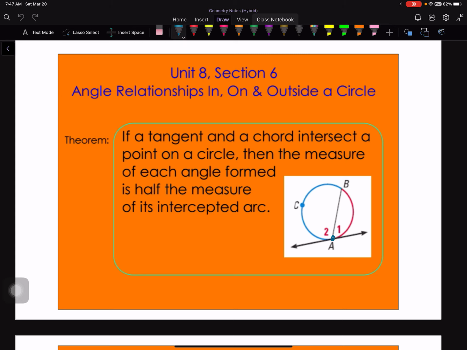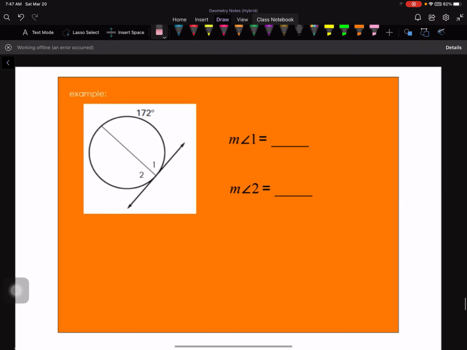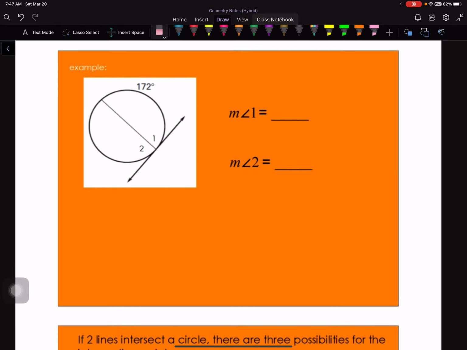But all we have is an angle on the edge of our circle. We talked about that in the last section, where, if this arc was 100, the angle would be 50. It'd be half of that. Something we've kind of already talked about, but now it's saying two specific vocabulary words, a tangent and a chord.